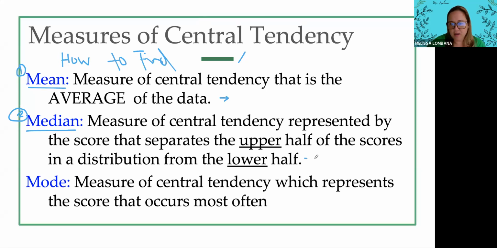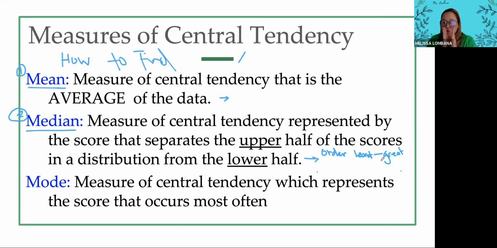How do you find the median? Two steps. The first one is you must order them from least to greatest. Then you're just going to count from each end and move in until you get to the middle.